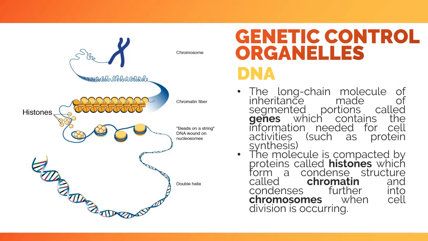Next, we have the DNA or deoxyribonucleic acid. It is the blueprint of life. It is the long chain molecule of inheritance made of segmented portions called genes, which contain the information needed for the cell activities such as protein synthesis and others. The molecule is compacted by proteins called histones, which form a condensed structure called chromatin and condenses further into chromosomes when cell division is occurring.